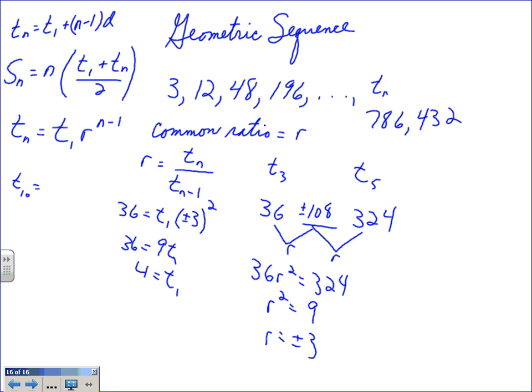Okay, so to find the 10th term, it is 4, the first term, times the ratio, plus or minus. Let's go plus, to the 10 minus 1. You put that in your calculator. If you go negative 3 to the 9th power, you're going to get the same answer, only it's going to be negative. So if we put that in your calculator, and we do 4 times 3 raised to the 9th power, 78,732. So the 10th term of this particular sequence then is plus or minus 78,732. Okay, get the idea?